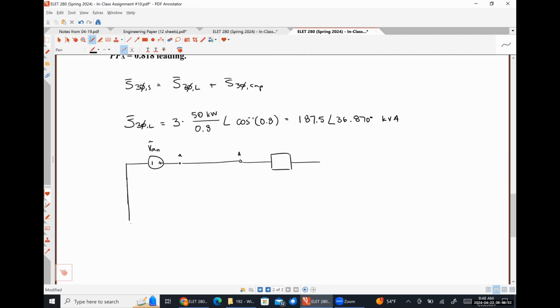Let me give myself enough room here. So I'm drawing our transmission lines as if they have no impedance because there wasn't one mentioned.